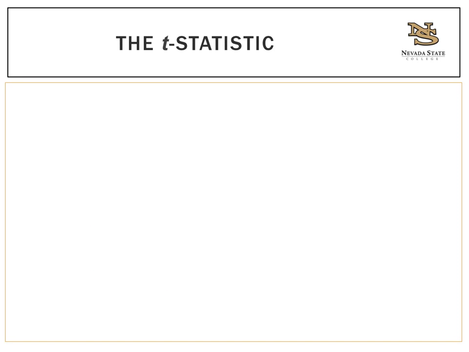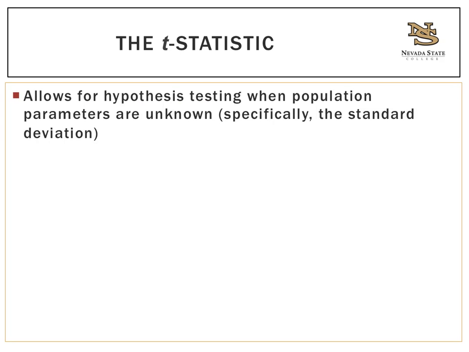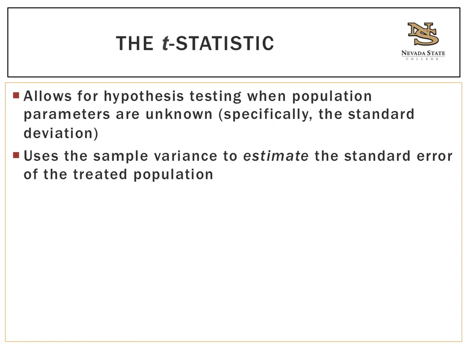So what is the T-statistic? It allows us to solve this problem when we are trying to use Z-scores, but don't have the population parameters. Specifically, the T-statistic allows us to work with an unknown standard deviation. Okay, so we cannot calculate the z-score. Instead, we're going to calculate the T-statistic because we're going to estimate that standard error. So in order to compute the T-statistic, we're going to use the variance from our sample to estimate the standard error of the treated population.